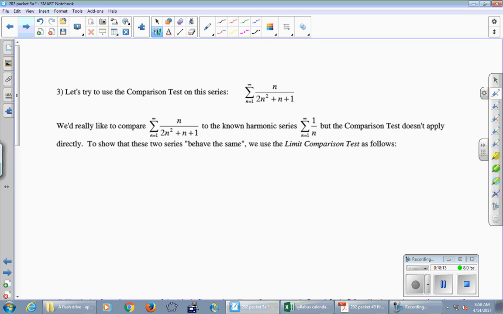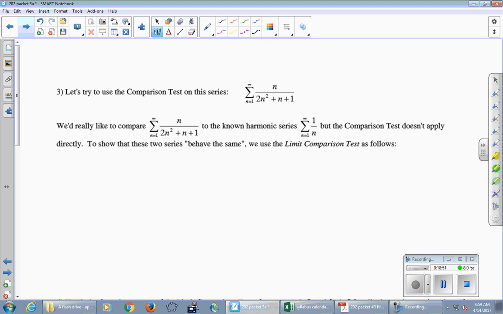Okay, next page right here. Says, let's use the comparison test on this series, n over 2n squared plus n plus 1. Okay, so if I wanted to compare this to something, let's see here. I'm not even sure I believe what's written here. If I wanted to compare, forget about this guy for just a second, but 2n squared plus n plus 1. Well, maybe I do believe it.